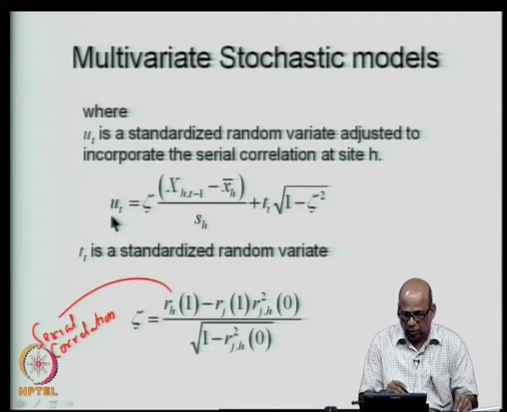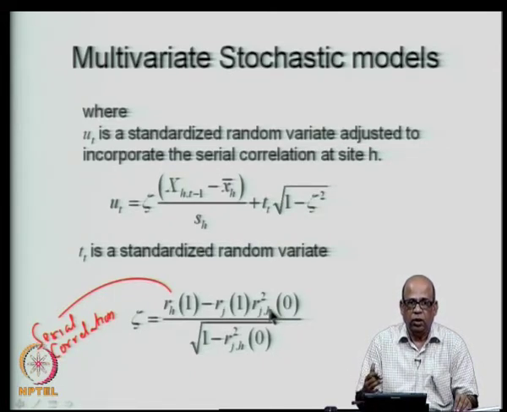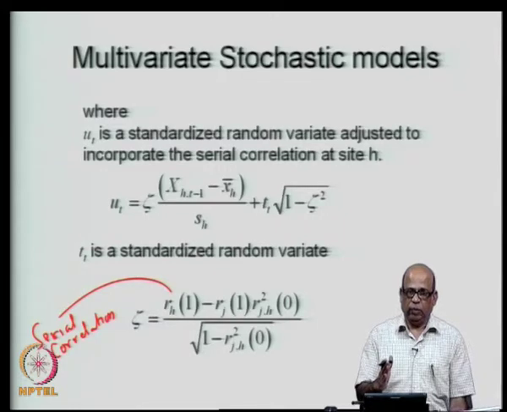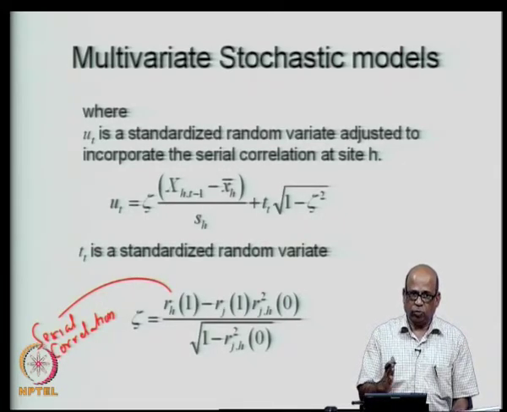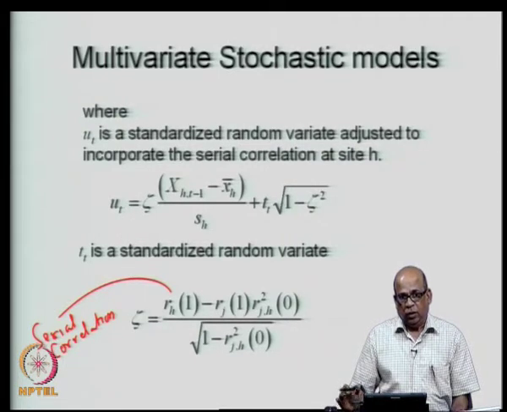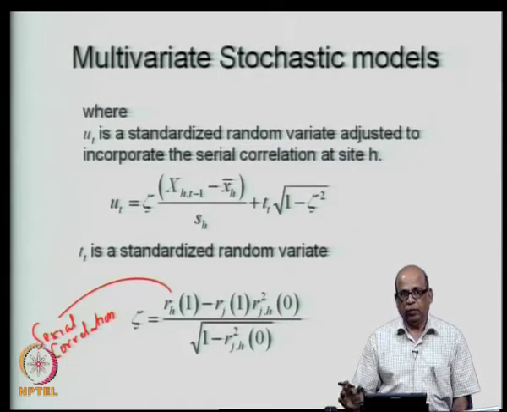And as I have mentioned, in the term ut here, you have the lag 1 autocorrelations of both the site h as well as site j, and you also have the cross correlations between the site j and h. This is how you build models for two sites. What I mean by that is, when there is a cross correlation between the two sites, you will use this two site model to generate the data. Now, this can be extended to multiple sites. We will see how it is done in the next lecture.